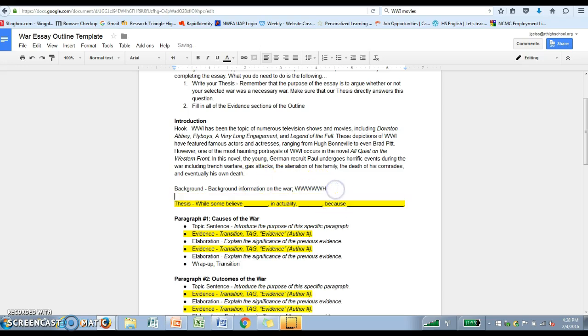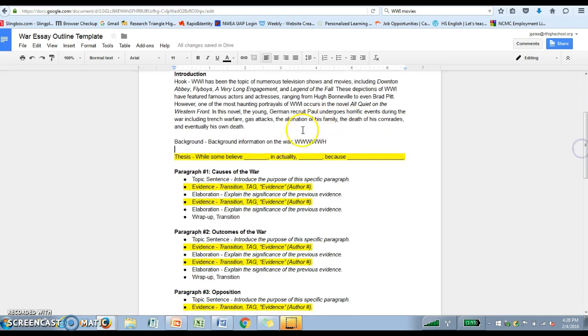With the background, you want to share the background information on the war that you selected. This includes the who, what, where, when, why, and how. While you won't have all of these aspects in your background, you should try to have as many as possible. So let's go and write a sample background.